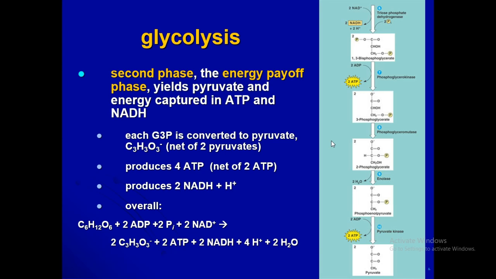So two pyruvate molecules are produced, and then two NADH are also formed. Then the net ATP production, or this is the substrate level phosphorylation, guys, because it happens in glycolysis. So the substrate level phosphorylation in glycolysis produces a net of two ATP.